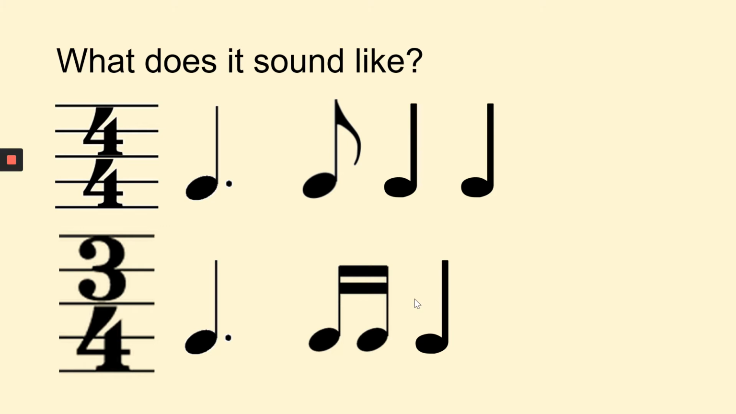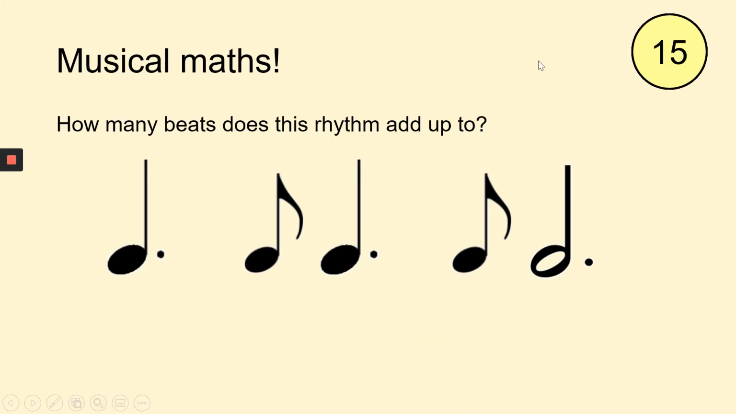Okay, now let's test your knowledge. How many beats does this rhythm add up to?